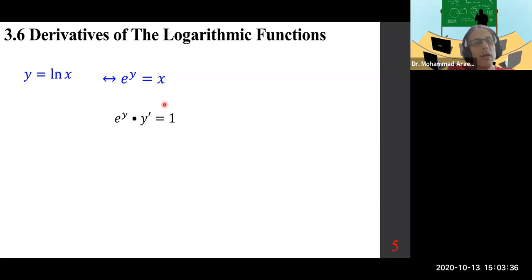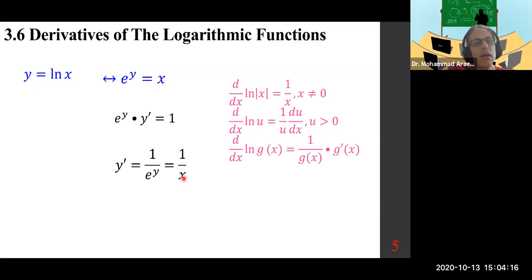So what is y prime? 1 over e to the power of y. Now e to the power of y is x, so you replace it. Y prime is 1 over x. So for the derivative of natural log, simply look at the argument and flip it over: 1 over x. What if it's not x, it is a function of x? The chain rule applies. So you flip it over and you multiply by its derivative.